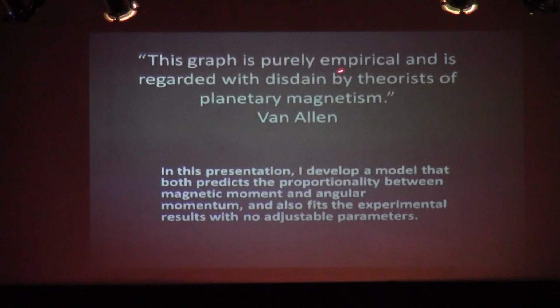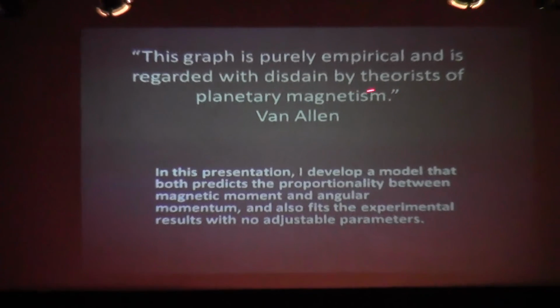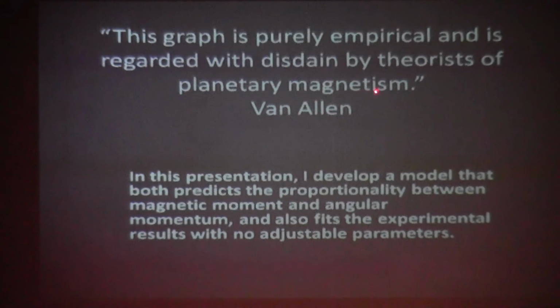This graph is purely empirical. It is regarded with disdain by theorists of the planetary magnetism, Van Allen. So the people just laughed at him. In this presentation, I develop a model that both predicts the proportionality between the magnetic moment and angular momentum, and also fits the experimental results with no adjustable parameters. And this would be very nice.